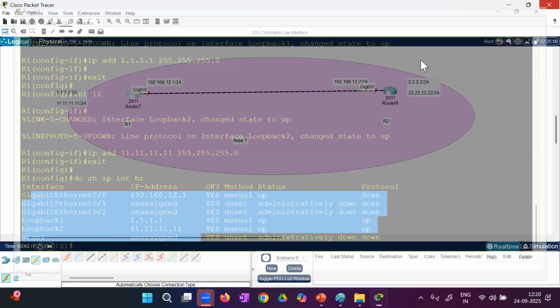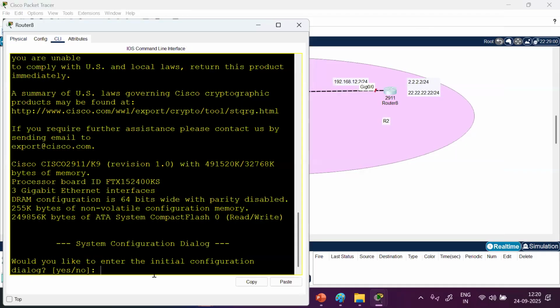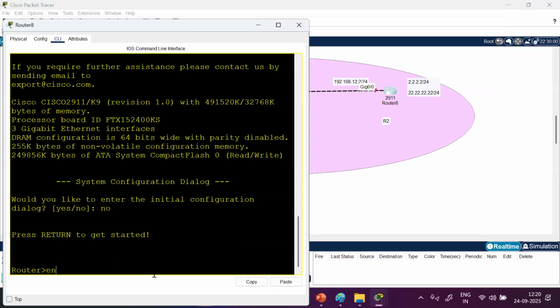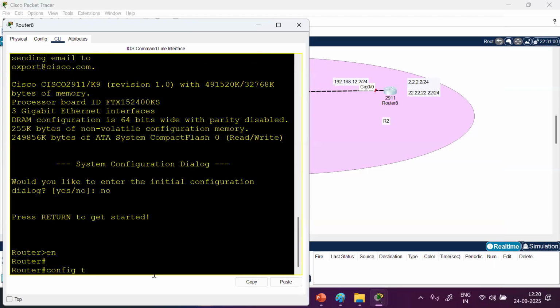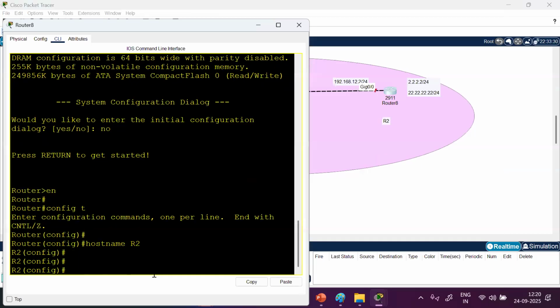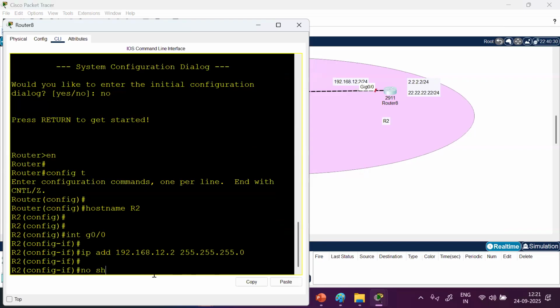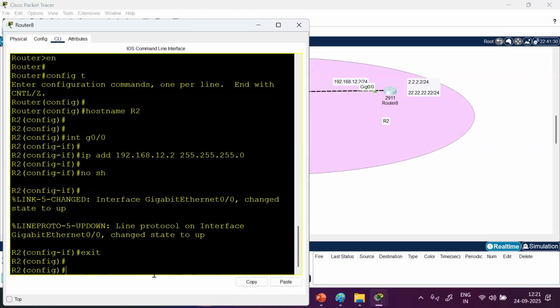Next, come to this one, the second router. Give here enable, config t. What is the host name? Router 2. Interface is G0/0. IP address is 192.168.12.2 and 255.255.255.0. Give no shut and give exit.